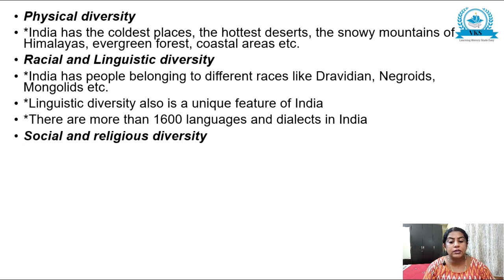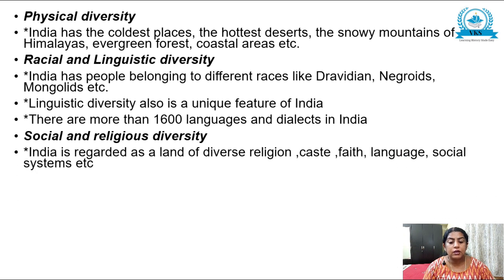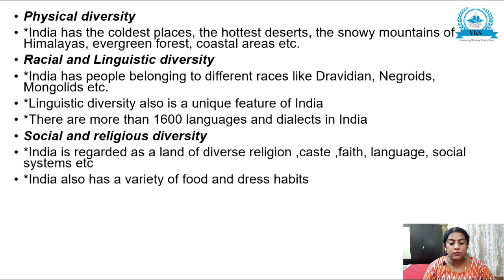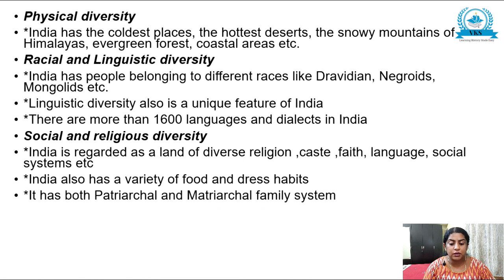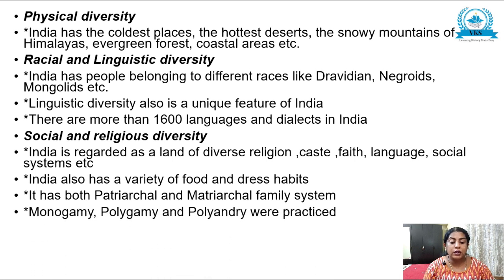The next diversity is social and religious diversity. India is regarded as a land of diverse religion, caste, faith, language, social systems, etc. India also has a variety of food and dress habits. It has both patriarchal and matriarchal family system. Patriarchal, father is the head of the family, and matriarchal, mother is the head of the family. Monogamy, polygamy and polyandry were practiced. These were the different types of marriages. Monogamy means one man marrying one woman. Polygamy, one man marrying more than one woman. And polyandry, one woman marrying more than one man. So all these kinds of marriages were practiced.